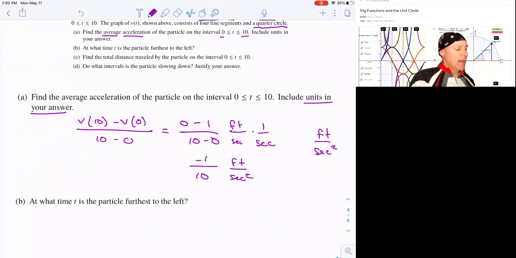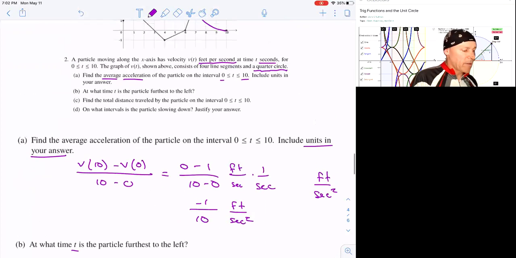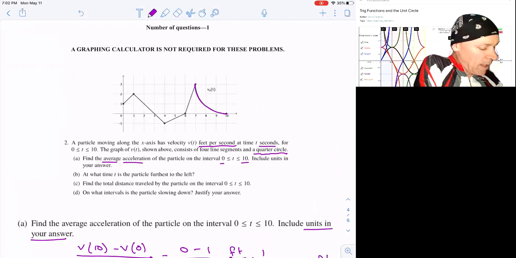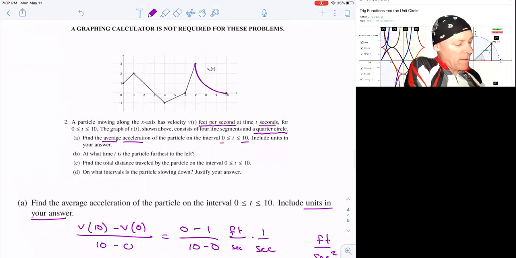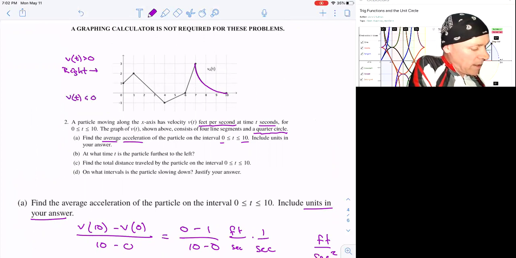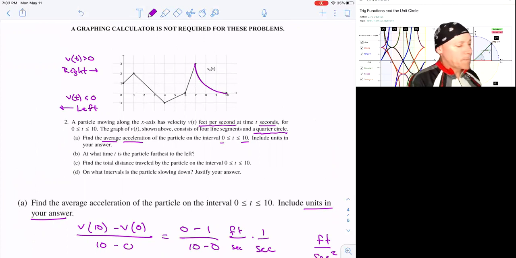Okay. Part B, at what time t is the particle furthest to the left? Right. That's a really good question. If we think about it, this is velocity. And when velocity is positive, so when v of t is positive, the particle is moving to the right. When v of t is negative, the particle is moving to the left. Okay.